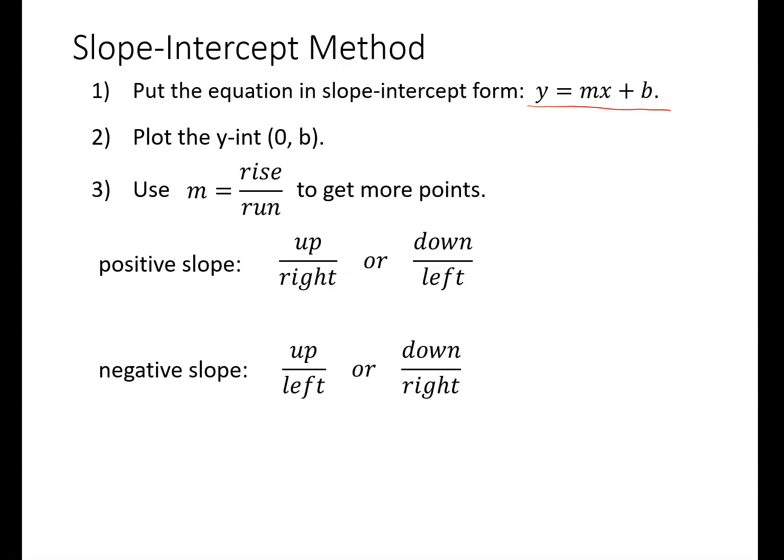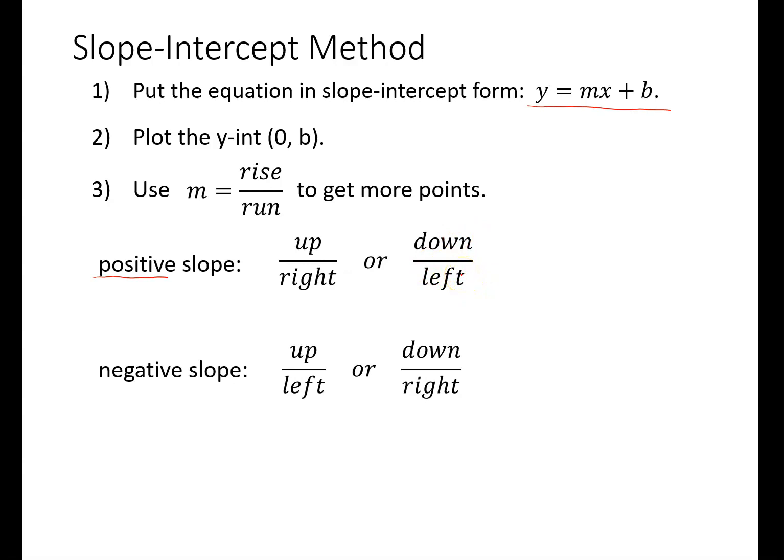If you have a positive slope, for the top number, you can move up or down. Negative slope, you can move up or down. But once you move up or down, what you do as far as your run depends on whether your slope's positive or negative. So if it's positive and I choose to go up for my top number, I must go right for the bottom number. If I go down for the top, I have to go left.